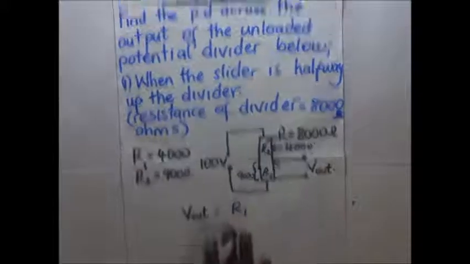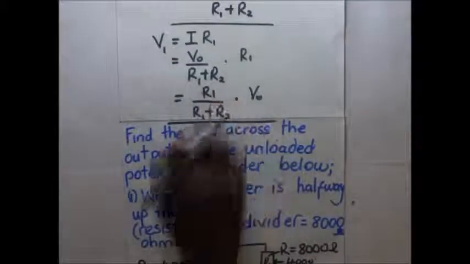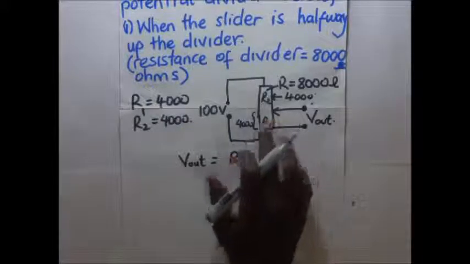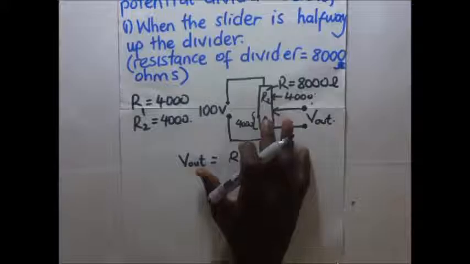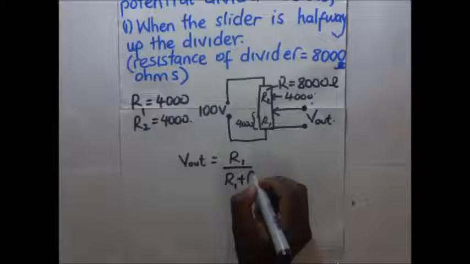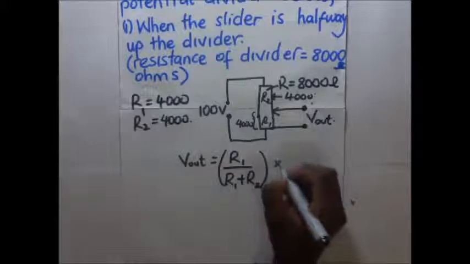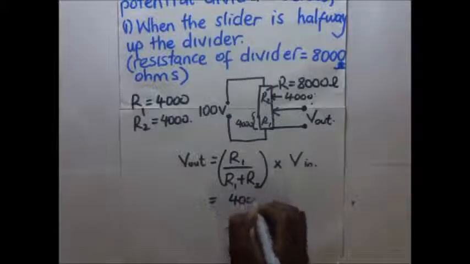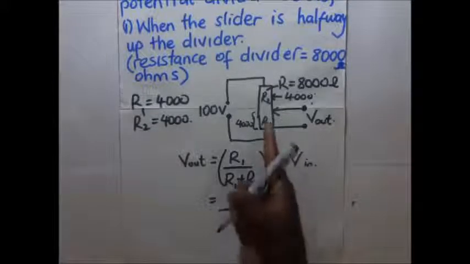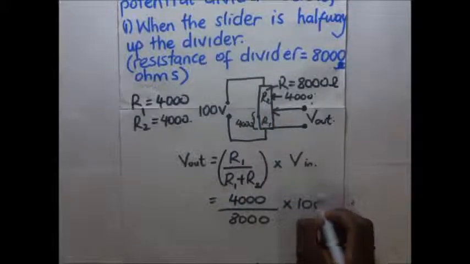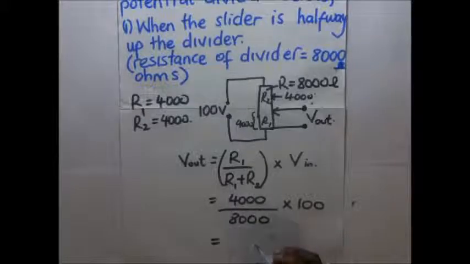So it will be R1, from our formula that we had already derived. It's going to be that resistor divided by the total resistance, multiplied by the voltage input. So it's going to be R1 over R1 plus R2, multiplied by the voltage input. R1 is 4,000 ohms over 4,000 plus 4,000, which is 8,000, multiplied by 100, and we shall get our answer as 50 volts.